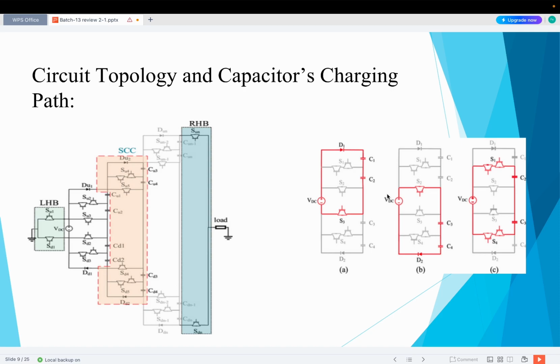Capacitor charging path. In figure A, it can be seen that when switch S3 is on, capacitors C1 and C2 begin to charge through diode D1. In figure B, it is evident that when switch S2 is on, capacitors C3 and C4 begin to charge through diode D2. When one of the bidirectional switches S1 and S4 is conducting, the capacitors in the middle, that is C2 and C3, charge as shown in the figure.